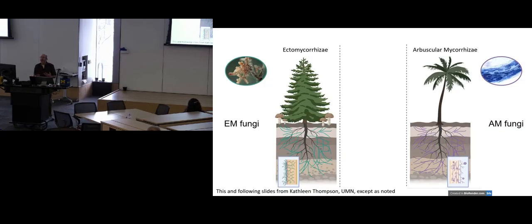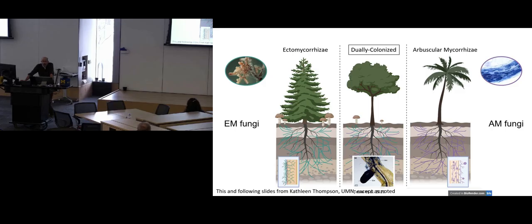Now, they were looking at two different kinds of mycorrhizal fungi. One is ectomycorrhizal fungi, which live on the outsides of roots. One is arbuscular mycorrhizae. These are fungi that penetrate the roots. Both types occur on oaks. Some trees are dually colonized. Other trees are colonized by just one type or the other.